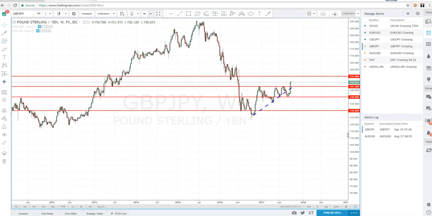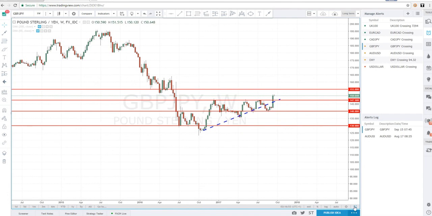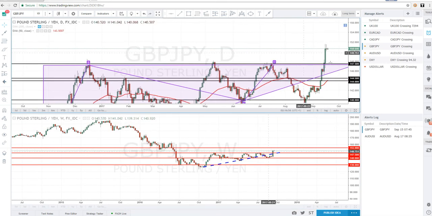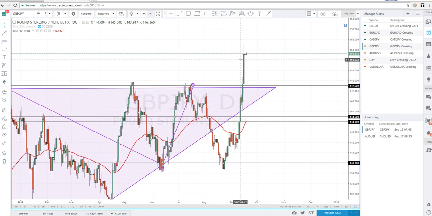I'm waiting for the pullback on this trade here, just to get in at value. And my value is around about 147.5. I'll be looking for some nice deceleration, this, that and the other, as I normally do. And you'll see it as we go along.